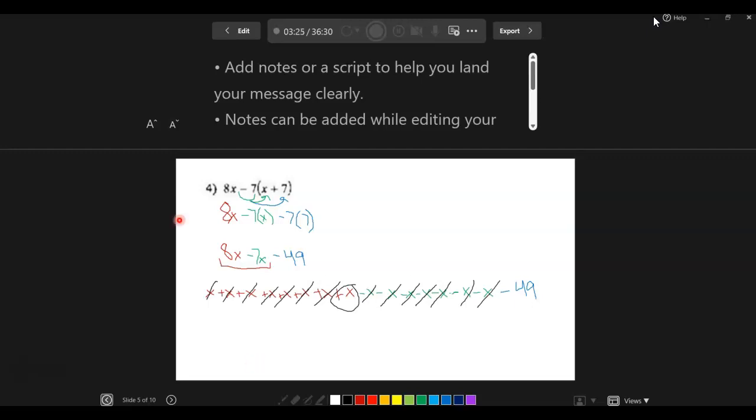Well, doesn't that make sense? Because 8 minus 7 is just 1 x value. So that's going to leave me with 1x minus 49. And there is my final answer. Not too shabby.